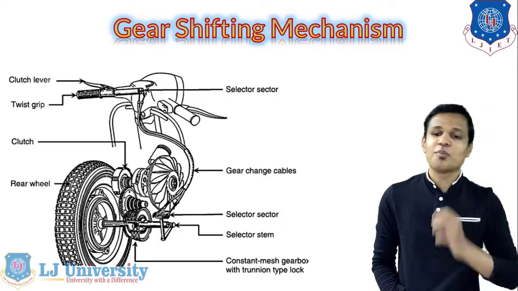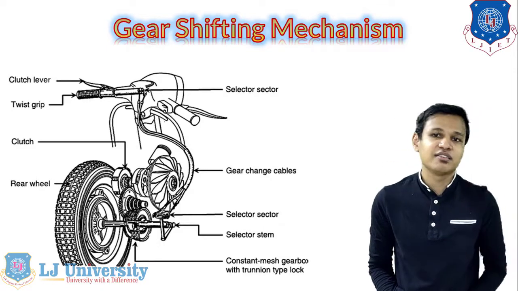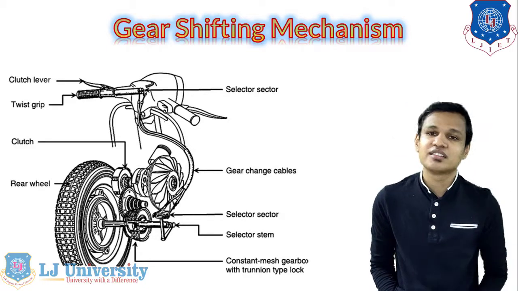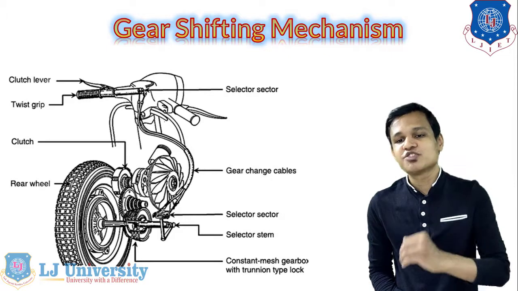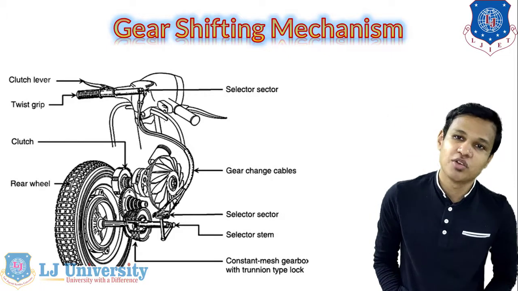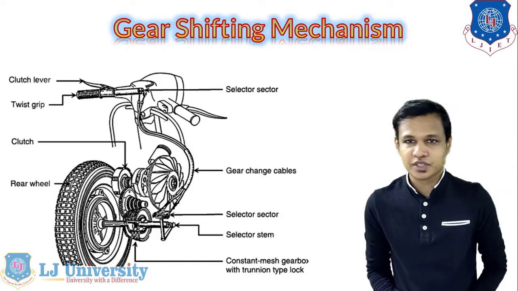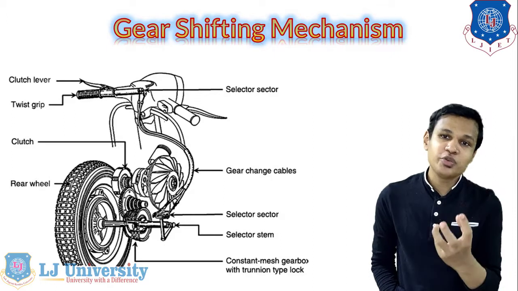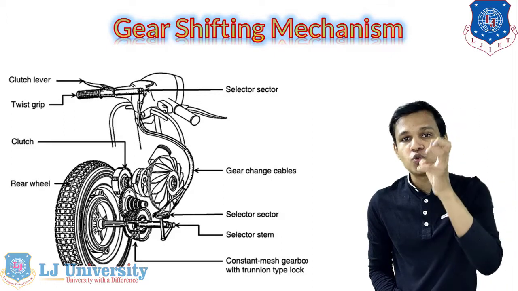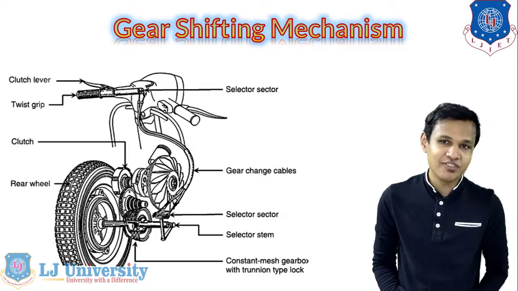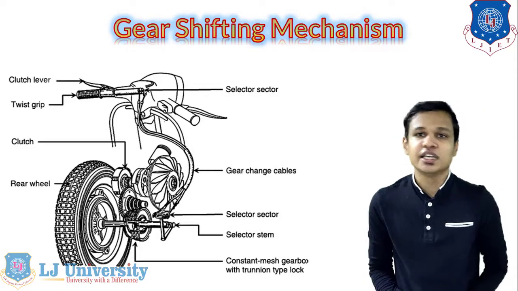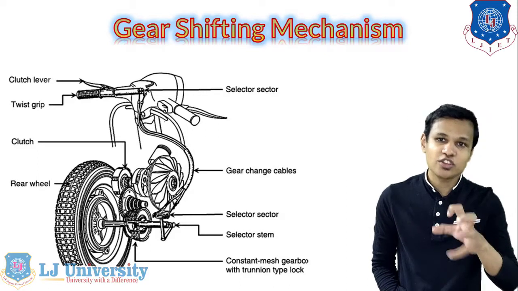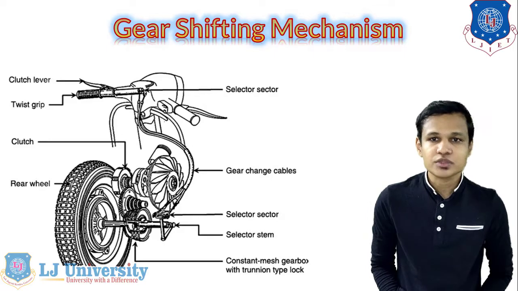You can see the components: the cable connected with our gearbox, and the selector sector, which I told you about, the star wing. The selector stem is connected with our constant mesh gearbox of a tuner type, right? In place of the ball bearing that we saw in the previous video, the trunnion gear is connected to engage the gears with our output shaft whenever we are shifting gears. In the case of the scooter, the constant mesh gearbox was used and operated by a simple hand.